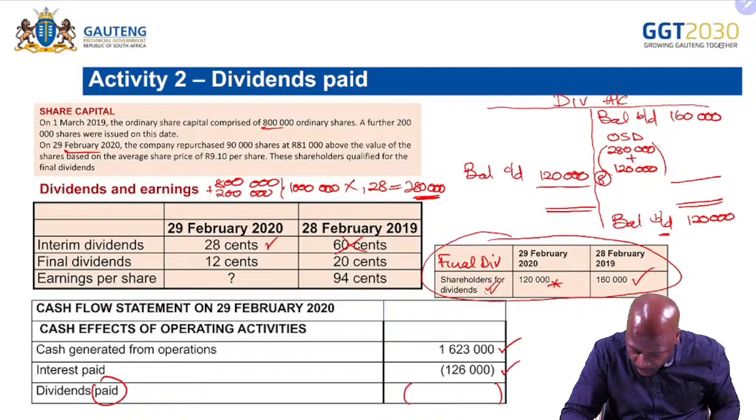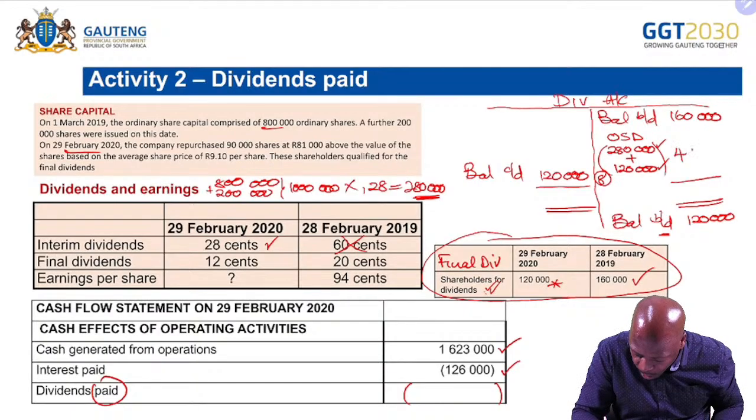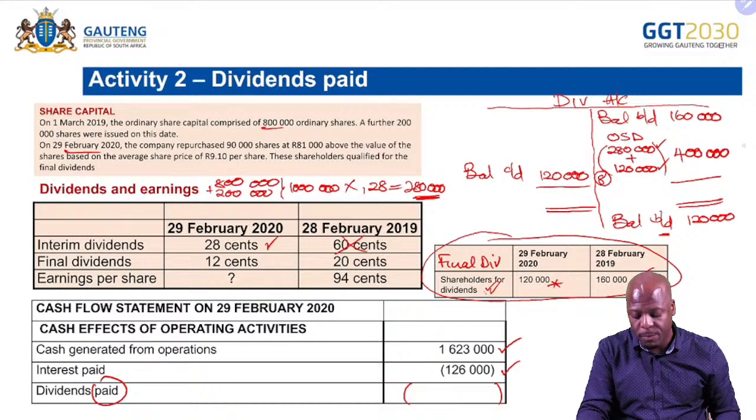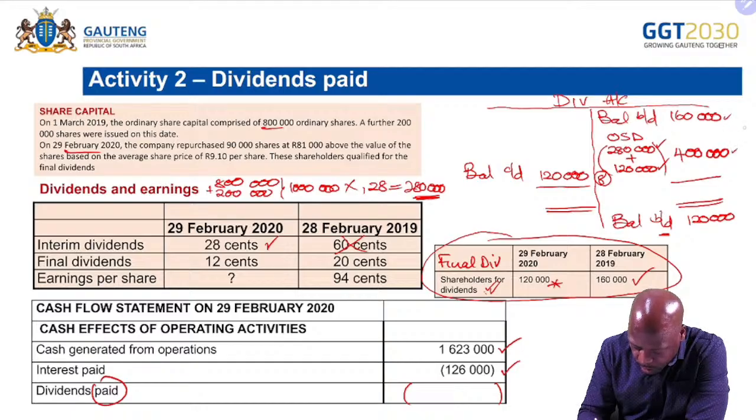So I have my 280 here and I have my 120 here. If I add those two, I should then get my 400,000. When I have my 400,000, then I say 160, which is what I have at the beginning, plus the 400,000. If I add these two, it should then give me 560.